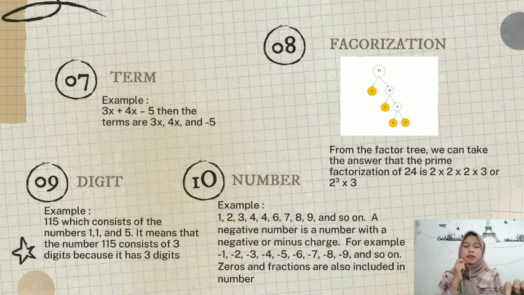And tenth, number. Meaning in Indonesian is bilangan. Number is a concept in mathematics that is used for counting and measurement. Example: 1, 2, 3, 4, 5, 6, 7, 8, 9, and so on. A negative number is a number with a negative or minus sign. For example, -1, -2, -3, -4, -5, -6, -7, and so on.